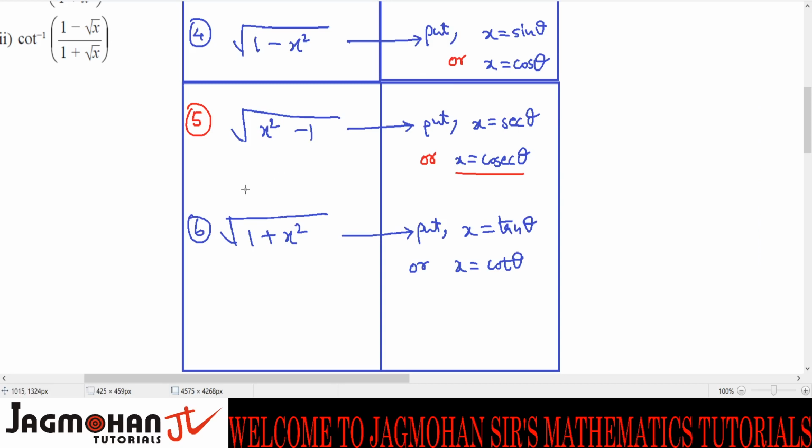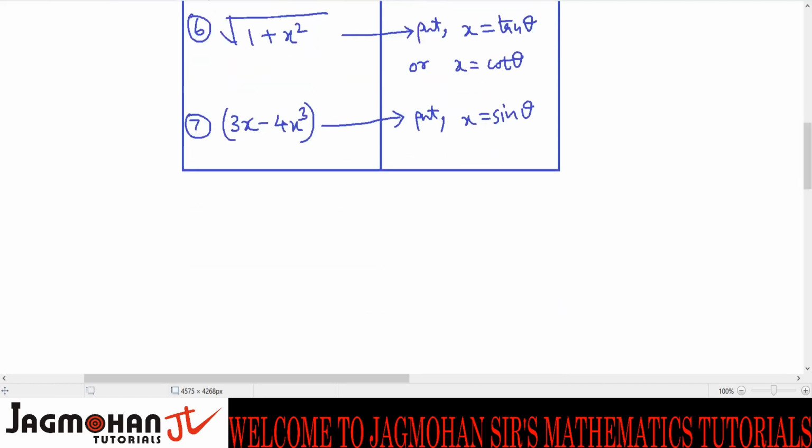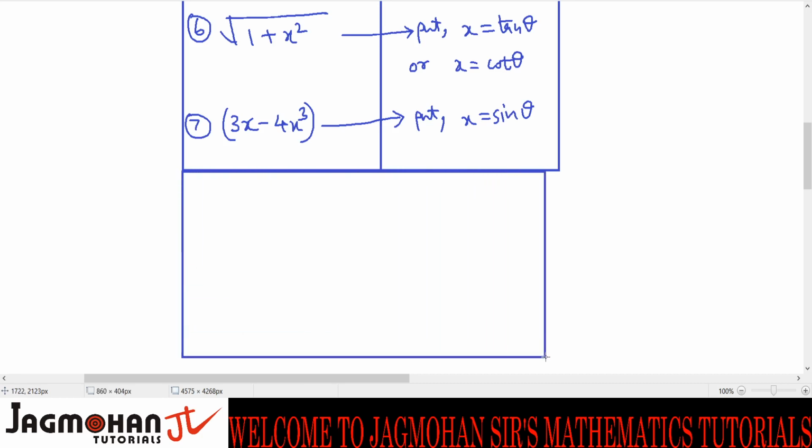So after this, let's take the seventh one. If I see an expression where I have 3x minus 4x cube, this is a well-known expression, students. Think which formula it will yield if you go for a proper x substitution. Well done, you guessed correctly. Put x equals to sine theta. If I put x as sine theta, then it will get me the sine 3 theta formula. Well done, students.